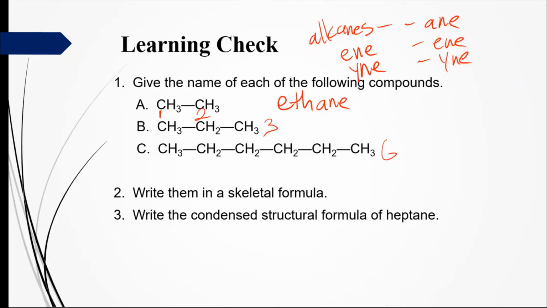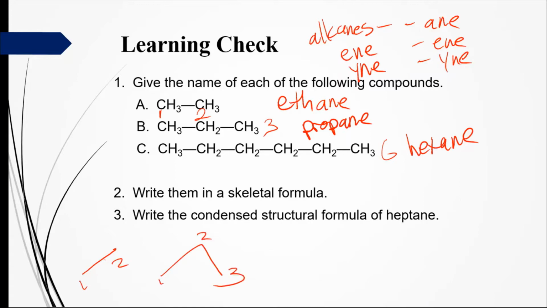The next one here, we have 3 in a row, so that should be prop. That should end in ane, as it has all single bonds, so propane. This next one, 6 across, we call that hexane. Now we can write them in the skeletal formula, so that would be us drawing out the lines. So ethane should be a line of 2 carbons, so we just draw 1. Propane is 3, so we have 1, 2, 3. And hexane is 6. 1, 2, 3, 4, 5, 6.